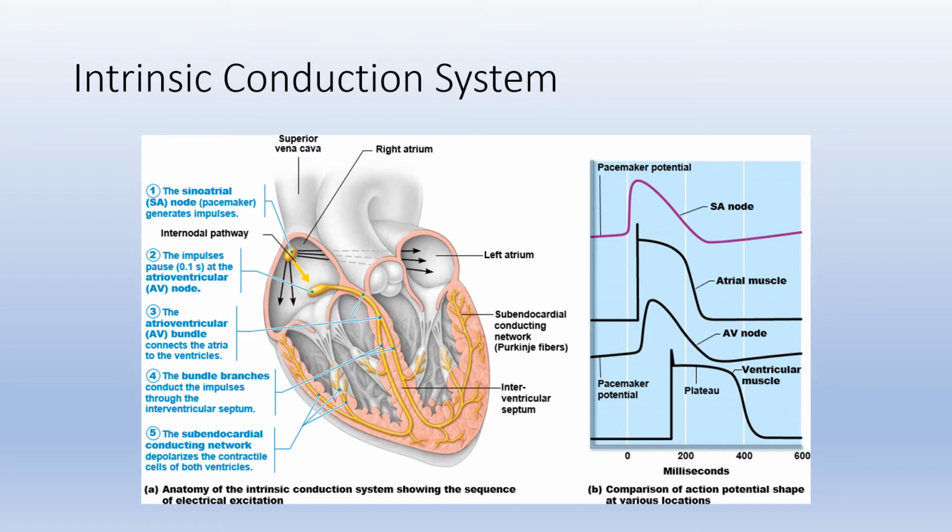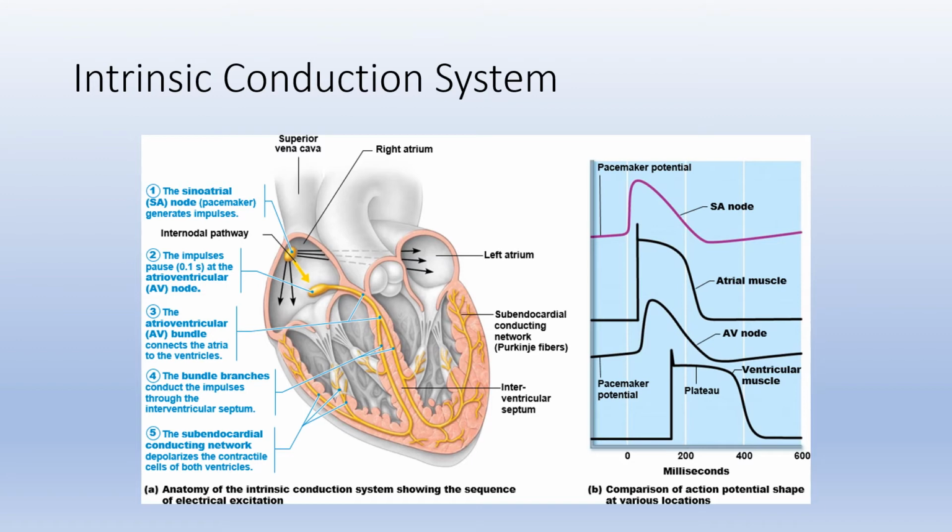After the impulse hits the AV node, there is a pause. There's a pause to allow for both the left and the right atria to fully contract. After the pause, the impulse is carried throughout the AV bundle. The AV bundle will then branch into a left and right bundle branch. Once the bundle branches hit the apex of the heart, they then swing up into the ventricular walls as the Purkinje fibers. Again, this system only accounts for 1% of cardiac muscle cells.